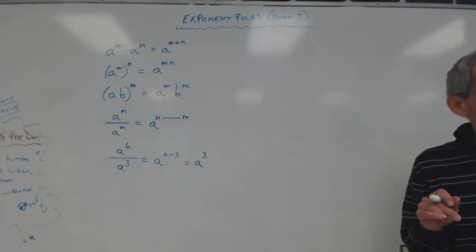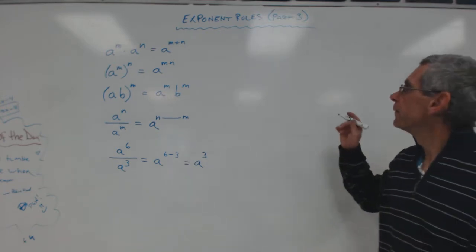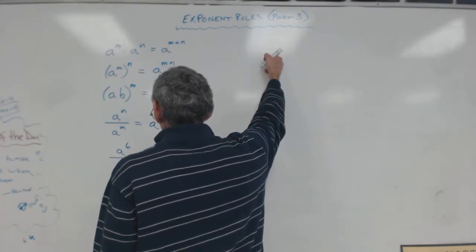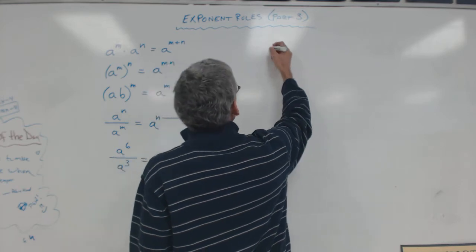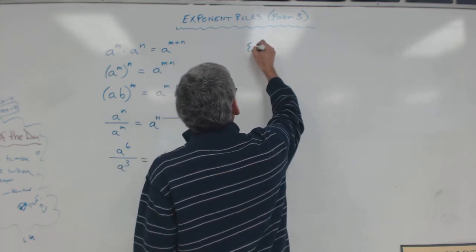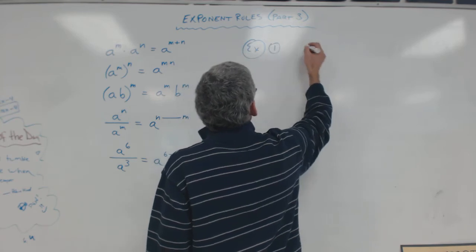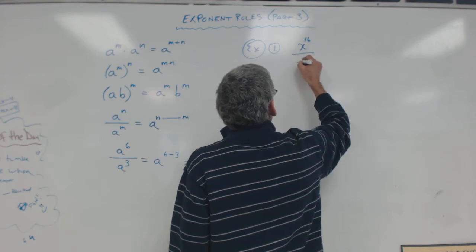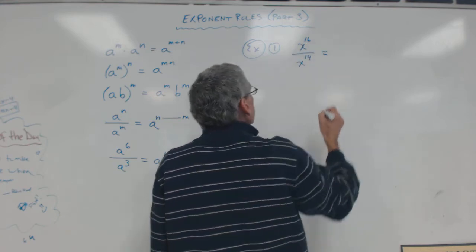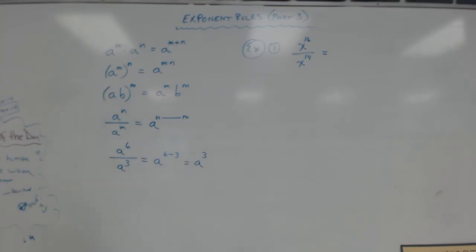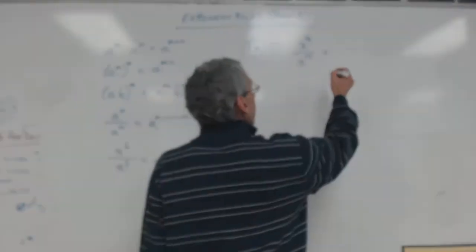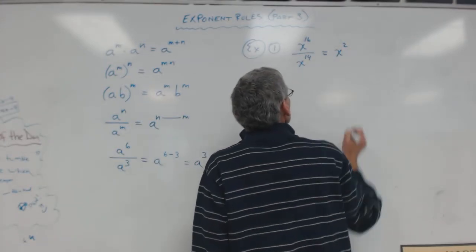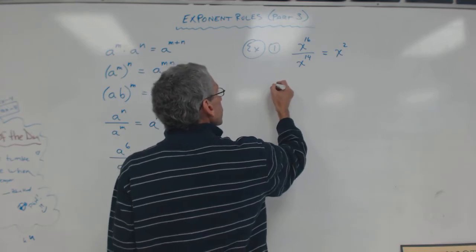All right. So let's try a few, okay? Let's say we have this. These are examples, right? So example one. We've got x to the 16th over x to the 14th. What would that be equal to? X to the 16 minus 14, which is x to the 2. Right, exactly. What about this?